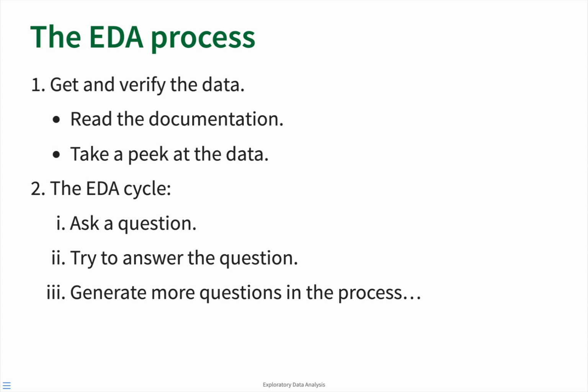Then we embark on sort of a cyclical process of exploratory data analysis. We might say, what is some sort of question we could ask about the data? Like, what is the distribution of the data in a particular column we might be interested in? We do something to try to answer that question, such as by creating a graph. And then when we look at the output we get, we might answer our original question, but often we'll generate more questions in the process. And so then we jump back to step one of the cycle and repeat the process.